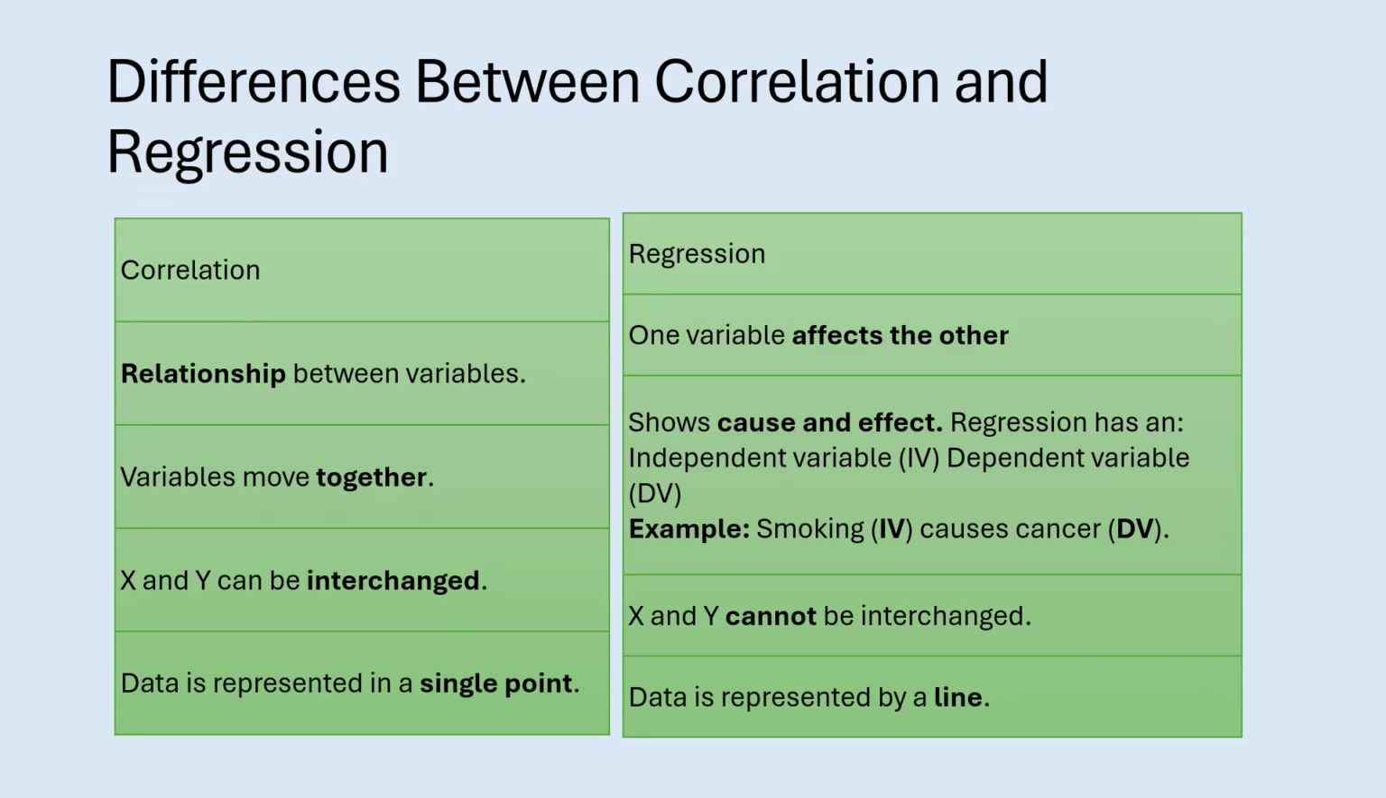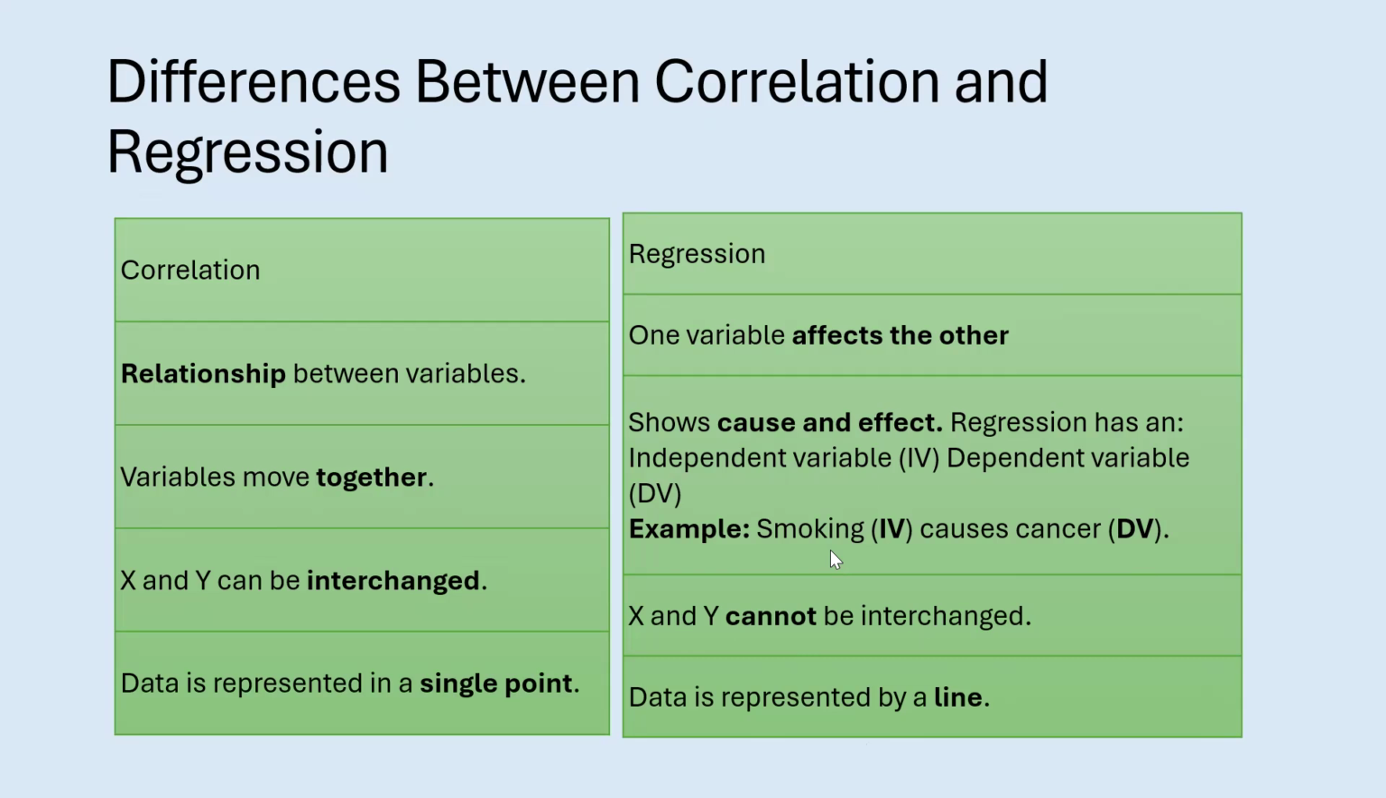Okay, what about regression? Regression shows that one factor is leading to this much difference in another factor. It's a more detailed test than correlation. One variable affects the other. It shows a cause and effect, like how much smoking is leading to cancer. They cannot be interchanged. Of course, you cannot say cancer is causing smoking.